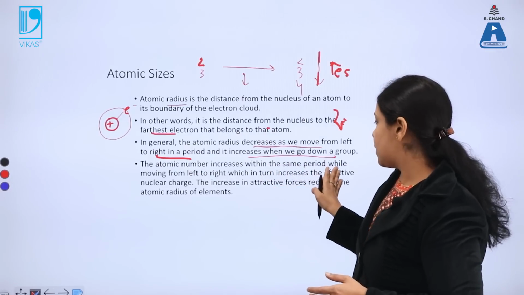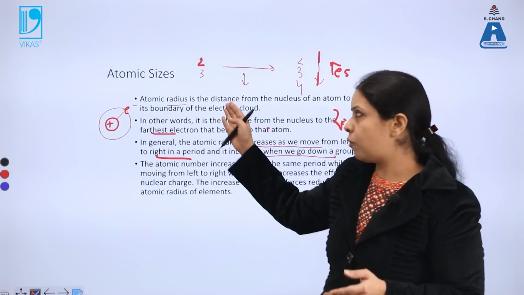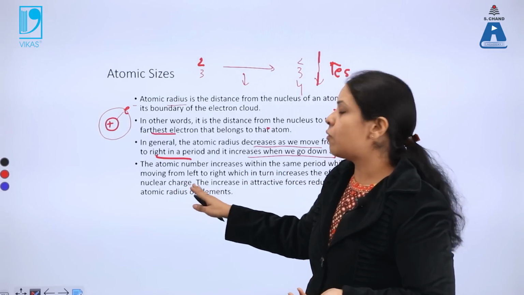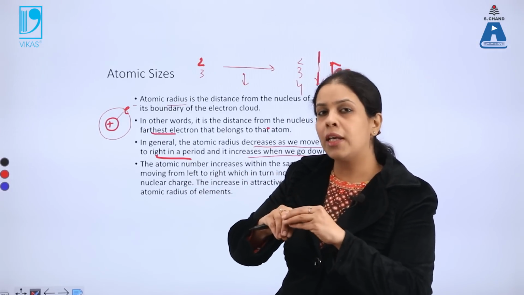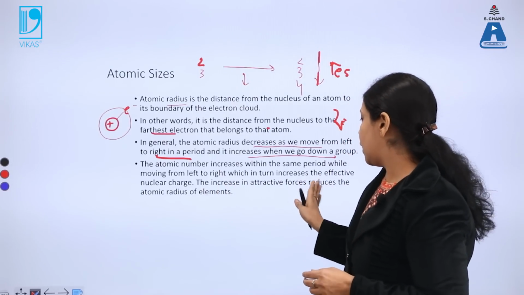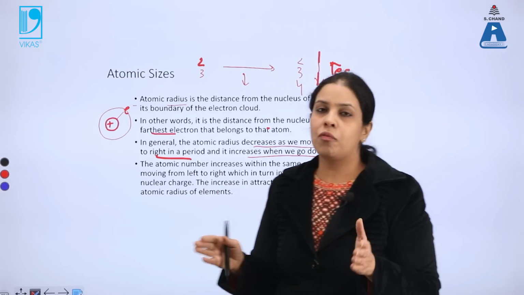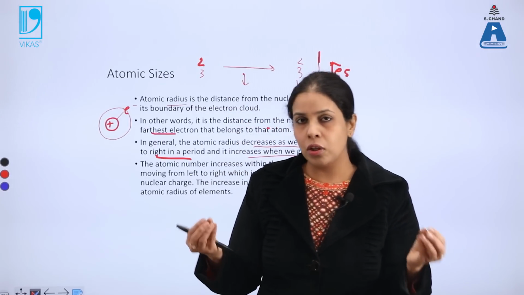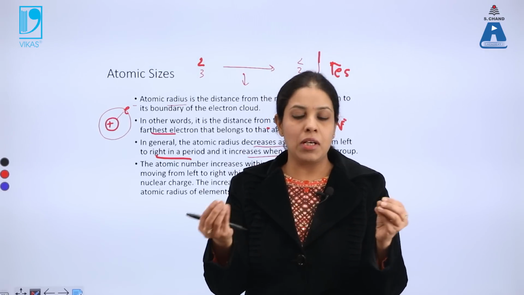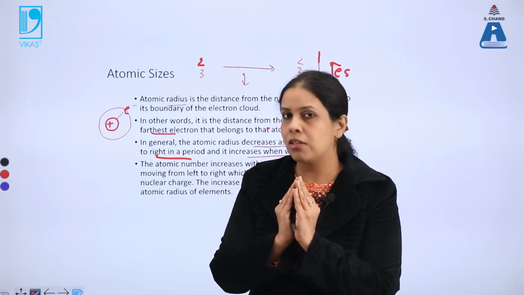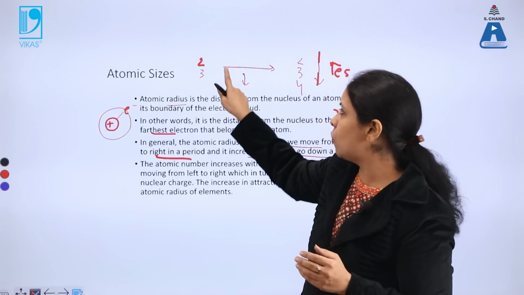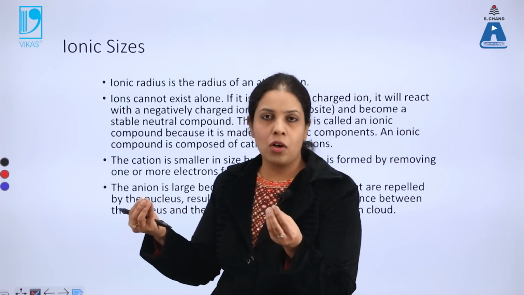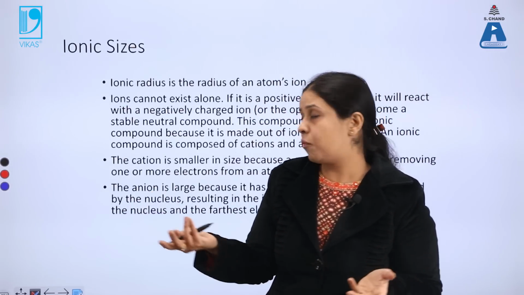Atomic number increases within the same period while moving from left to right. So as I've told you, when we are moving from left to right, atomic number is getting increased, and it increases the effective nuclear charge because protons are also getting added into the nucleus. The increase in the attractive force reduces the atomic radius of the element. Because of this attractive force between the proton which is getting added and the electron which is added in the next element, the effective nuclear charge increases and the atomic radius decreases when we are moving from left to right in the periodic table. So this is a very important trend of all periodic properties of different elements.